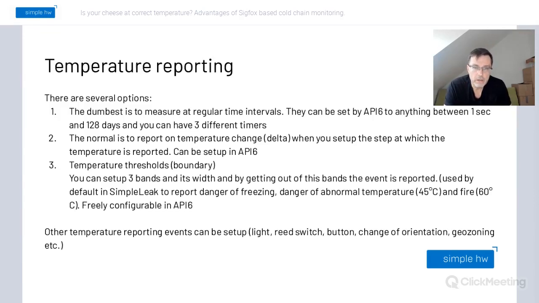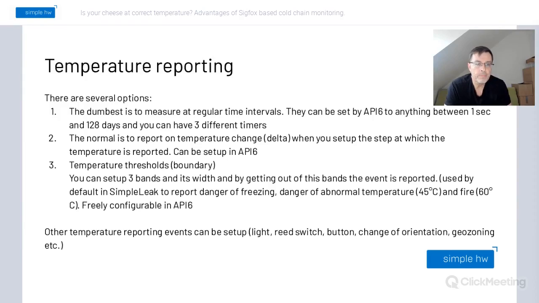This is even less battery consuming than the delta mode or temperature change mode, because you don't care whether the temperature changes between 2 and 6 or 9 degrees or whatever you need for the cheese.